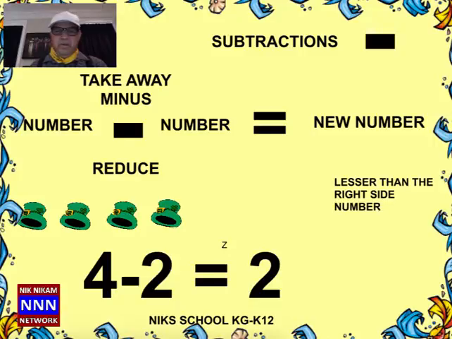Okay, let's talk about subtractions. Subtraction is represented by a minus sign in math. Subtraction means you have a number on the right side which is a bigger number. There are a large number of elements on the right side. From there, you see a minus sign. The minus sign says take away or minus or reduce.